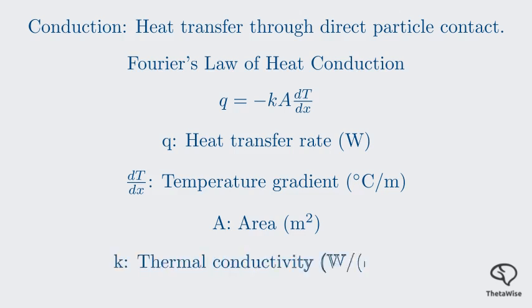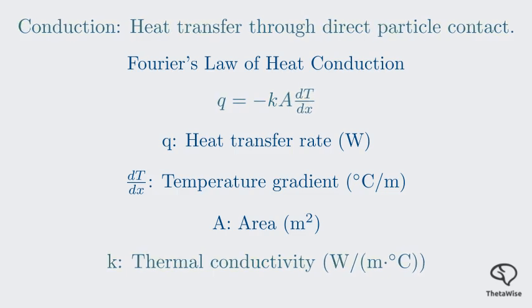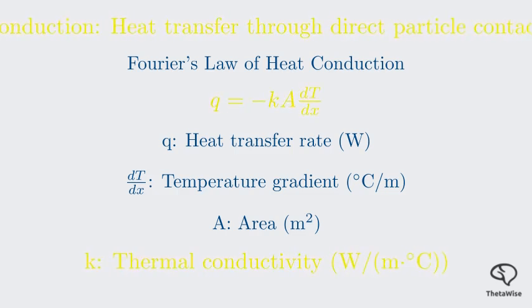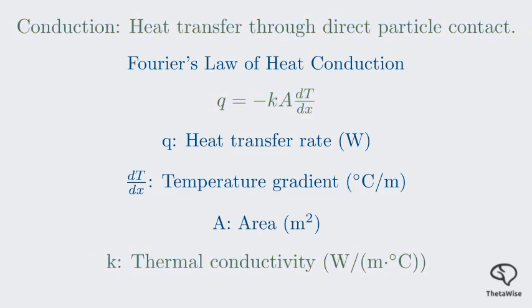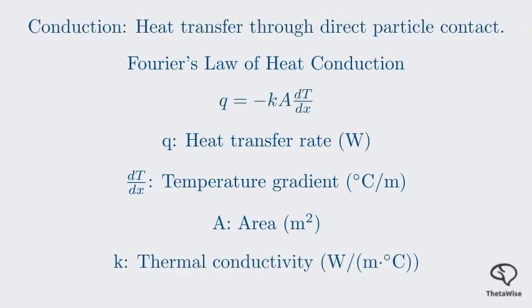And finally, K is the thermal conductivity of the material, measured in watts per meter per Celsius. Thermal conductivity is a material property that quantifies its ability to conduct heat. For example, metals have very high thermal conductivity, while insulators like foam or wood have very low thermal conductivity. So, to recap conduction, it's heat transfer through direct contact, governed by Fourier's law, and is dependent on a material's ability to conduct heat, its thermal conductivity.